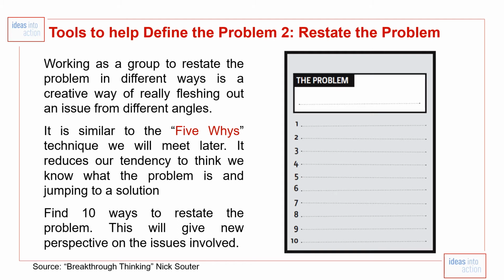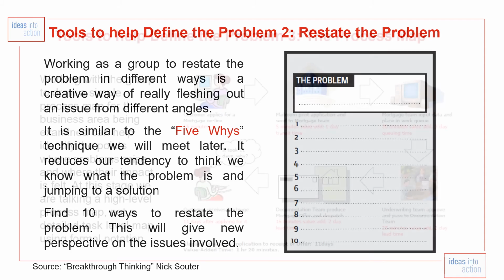It's quite similar to the five whys technique, but it helps reduce our tendency to think that we know what the problem is and therefore to jump to a solution. So the method is to find 10 ways to restate the problem, and that will give a new perspective on the issues involved.